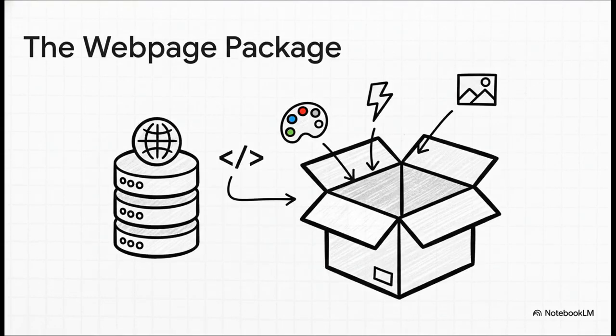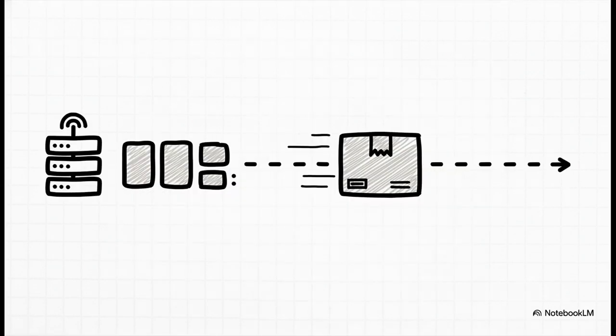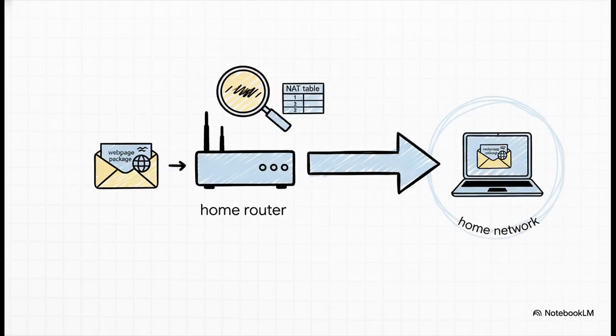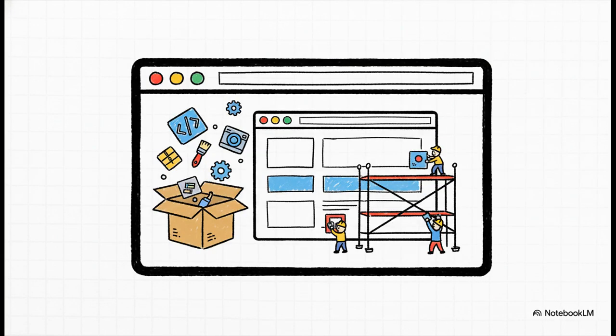The server grabs everything for the page, the code, the style, the images, and packages it up. That whole package of data then starts its big journey, all the way back to you. Once again, your router looks at its table and knows exactly which device gets this data. Finally, your browser gets the data and pieces it all together into the webpage you see.